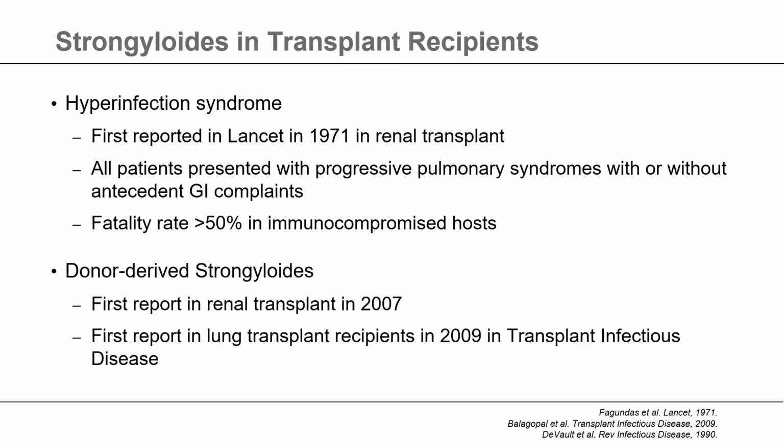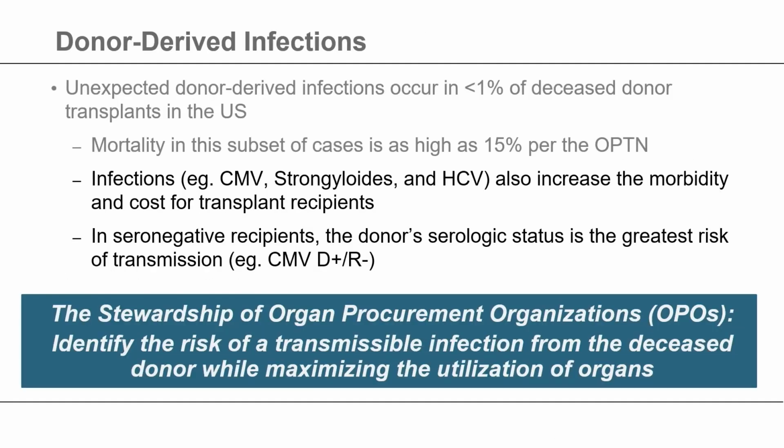And now almost the majority of places in the US, you can have risk for acquiring strongyloides, and therefore we have to be thinking about this and really should be thinking, which has now been proposed and approved, to have universal donor testing for strongyloides. It just hasn't yet been put into effect. So really this comes down to the stewardship of our OPOs to identify the risk of transmissible infection from the deceased donor while maximizing the utilization of organs.